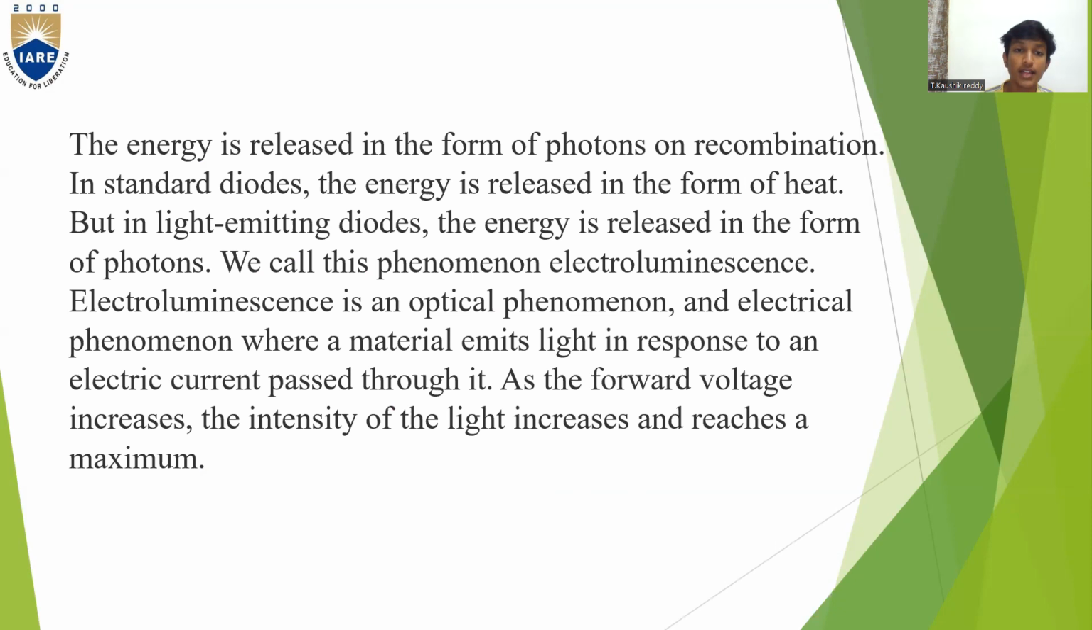In standard diodes, the energy is released in the form of heat. But in light emitting diodes, the energy is released in the form of photons. We call the phenomenon electroluminescence. Electroluminescence is an optical and electrical phenomenon where a material emits light in response to an electrical current passed through it. As the forward voltage increases, the intensity of the light increases and reaches maximum.